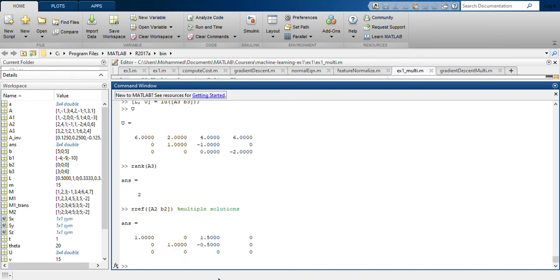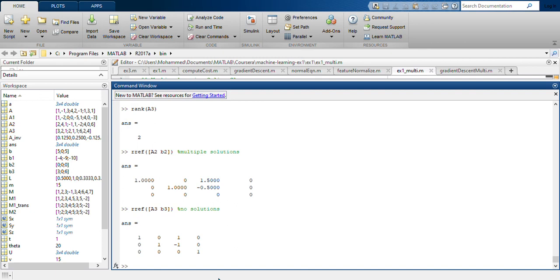Let's do the same thing for the third case, which is for no solution, A3 and B3. That's the data for no solutions, and see what we get. Again, you see here in the third row we have an impossible situation. 0x plus 0y plus 0z equals 1. That's not possible. How can you add three zeros and get a 1? So that's an impossible situation.